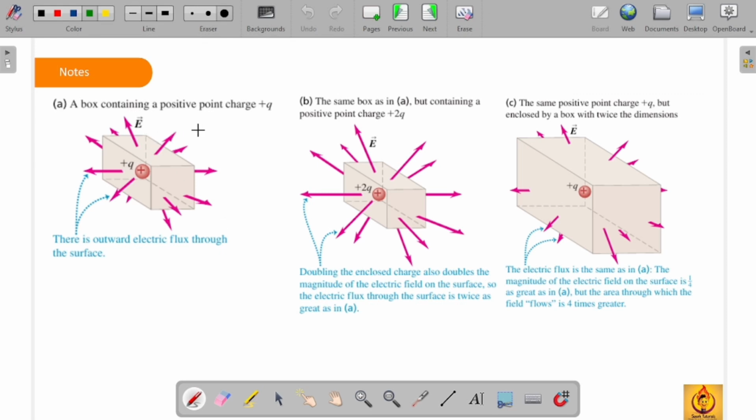Yes, sir. Alright, and then in this case, I think this is the repetition of what we just said. What we can see on this one is that if you double the charge, the flux also doubles. But if you double the shape, the flux stays the same.